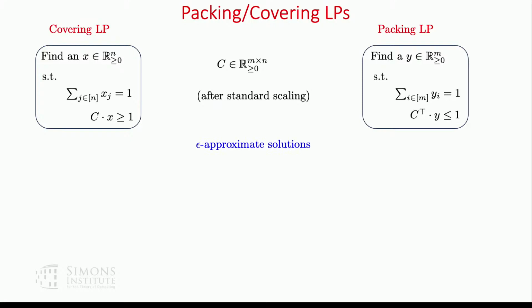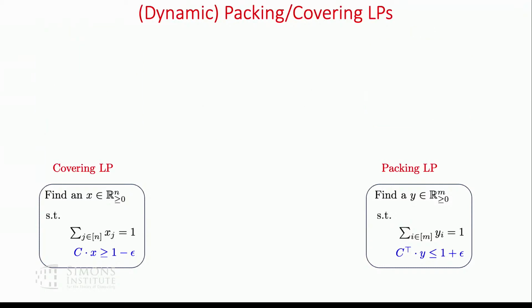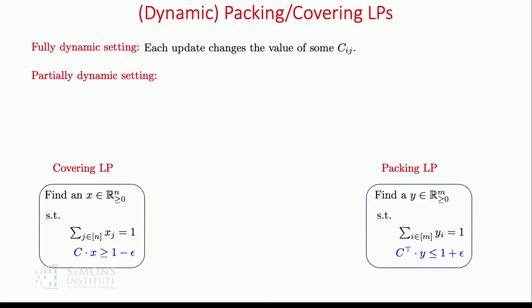In this talk, I'll be mostly focused on epsilon approximate solutions. By that, I mean for a covering LP, find a vector x which satisfies the covering constraints up to a multiplicative factor of 1 minus epsilon. Similarly, for packing LPs, find a vector y which satisfies the packing constraints up to a multiplicative factor of 1 plus epsilon. Now, what is the dynamic packing covering LP problem? In the fully dynamic setting, you can naturally say that an update changes the value of some entry in this constraint matrix.